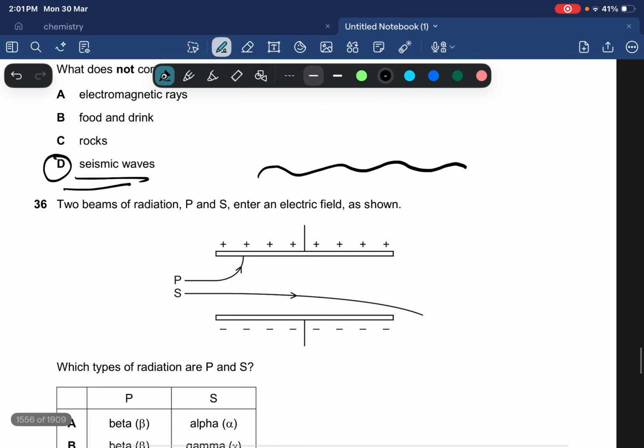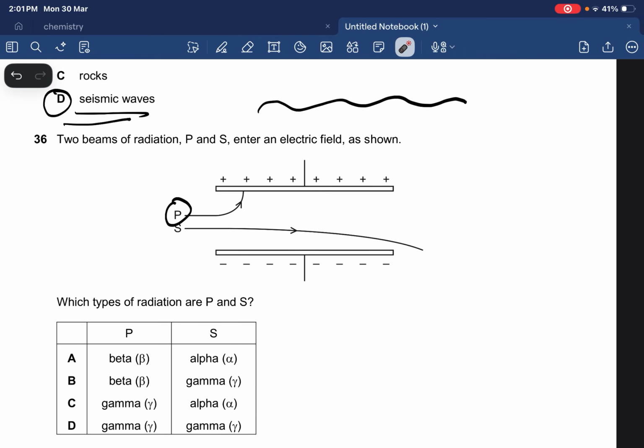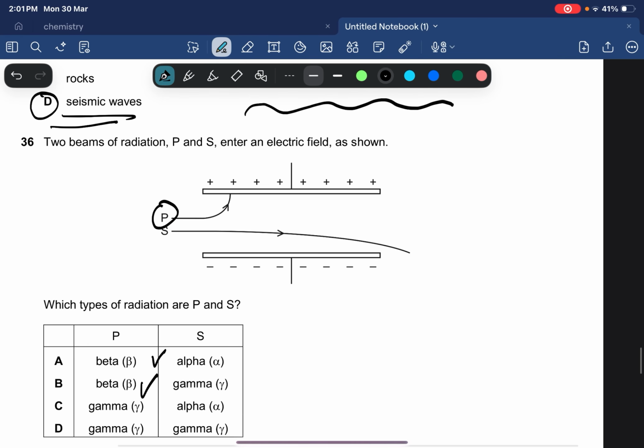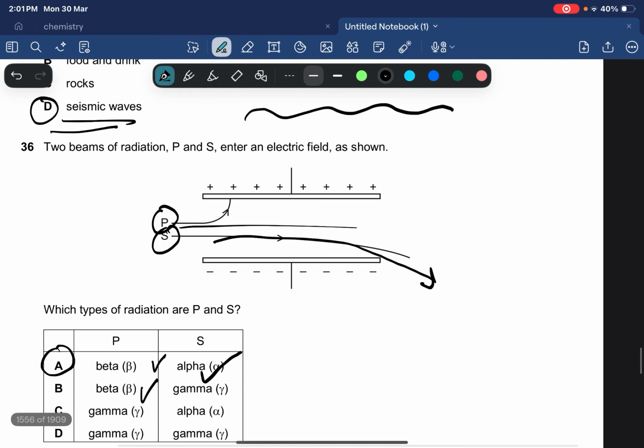Okay. 2 beams of radiation P and S enter an electric field as shown. We can see P is deflected to the positive side, so P is something that is negative. Definitely it's going to be beta. And S is deflecting towards the negative side, so S is something that is positive, which is alpha. If it were gamma rays, they wouldn't deflect. They'd pass straight like this.